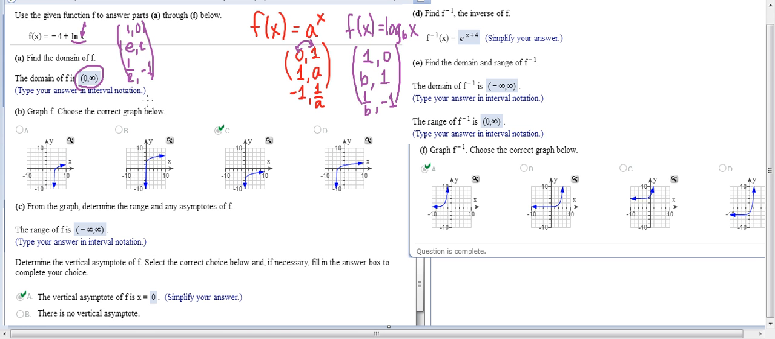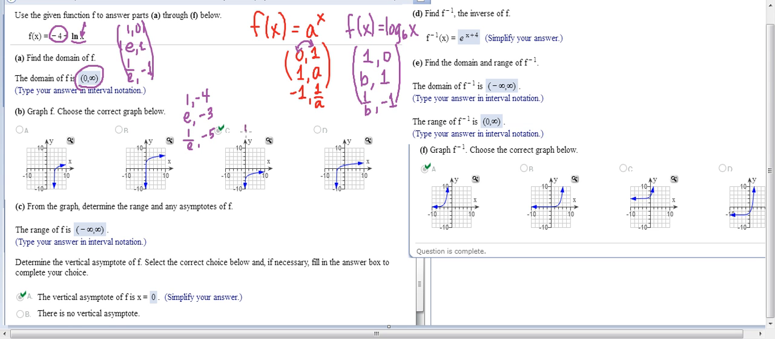All right, so now we're going to choose our graph. Here's where we'll use our points. We should go through 1, 0, but we have a -4 here in front, and that indicates a vertical shift down 4. So instead of going through 1, 0, we need to look for something that goes through 1, -4, and something that goes through e, which is about 2.7, and -3, and something that goes through 1 over e, which is about 0.3, and -5. So we're looking for a graph that does that, or one that's basically been shifted down.